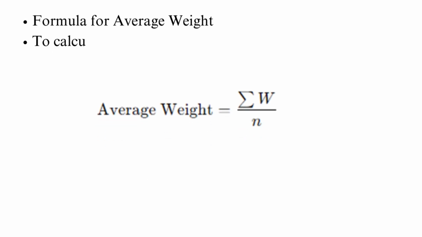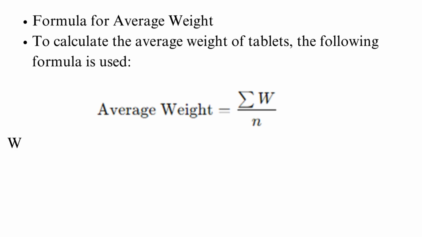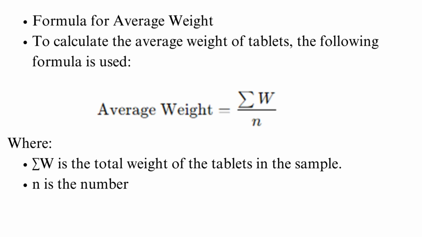Formula for average weight. To calculate the average weight of tablets, the following formula is used, where sigma W is the total weight of the tablets in the sample, N is the number of tablets in the sample. Steps to calculate average tablet weight. Sample selection. Select a sample of tablets from a production batch.